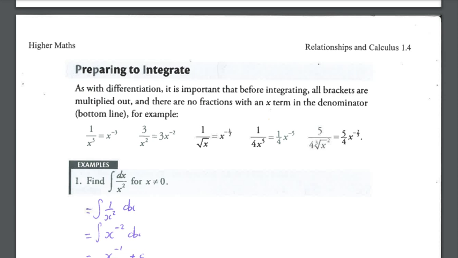Hello and welcome back to integration. We are going to look at preparing to integrate.